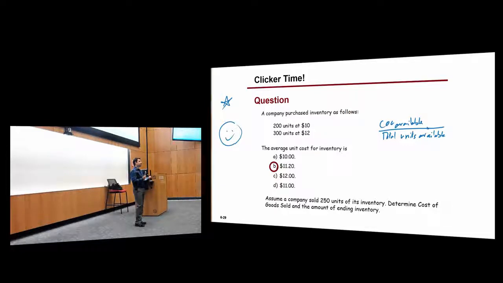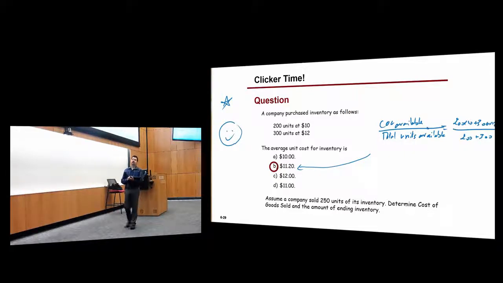So in this case, cost of goods available for sale will be equal to 200 multiplied by 10 plus 300 multiplied by 12. You divide that by 200 plus 300. And I know I could have written 500. The reason I'm leaving it this way is so that you can see where this calculation came from. That will give you the average cost per unit.